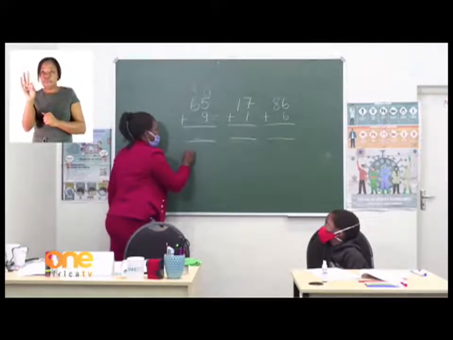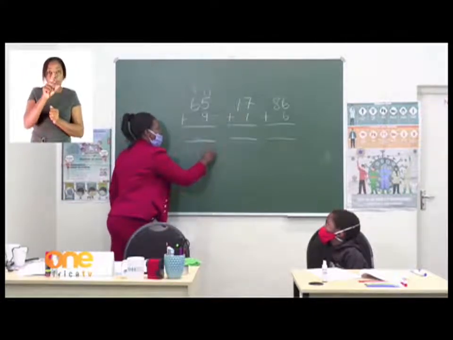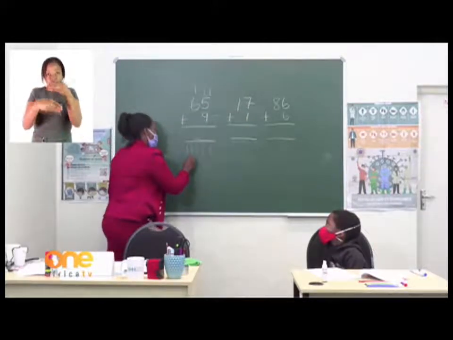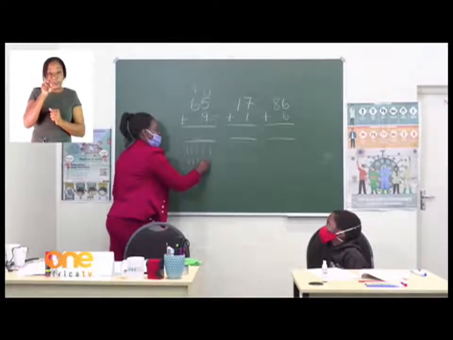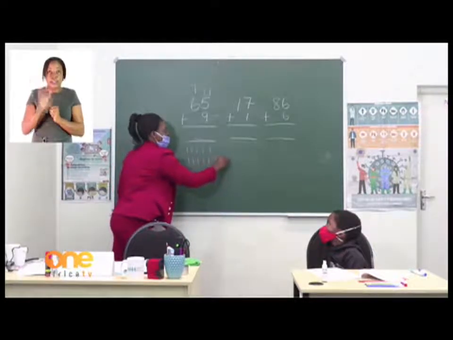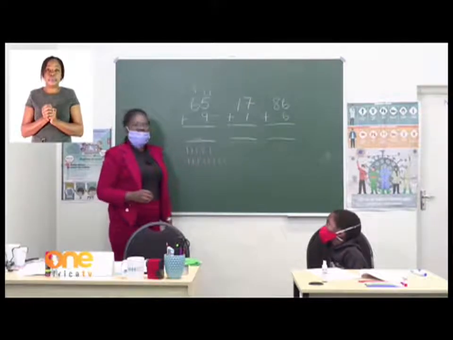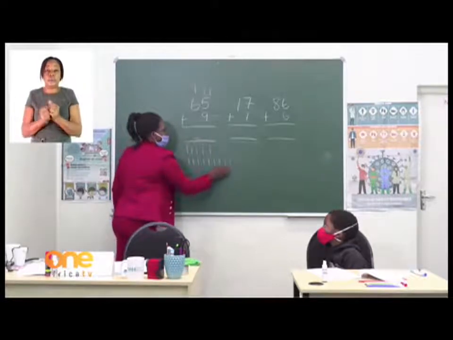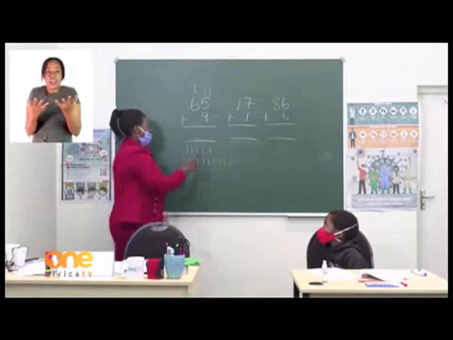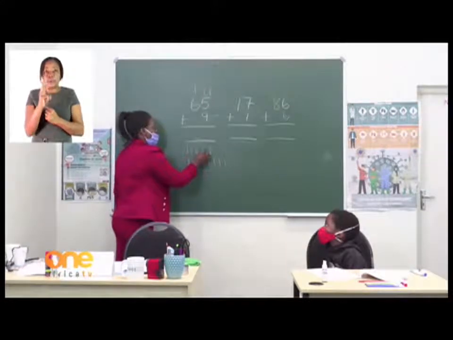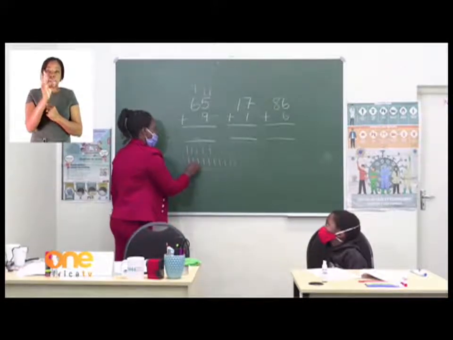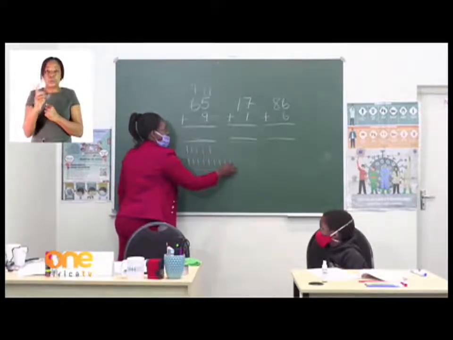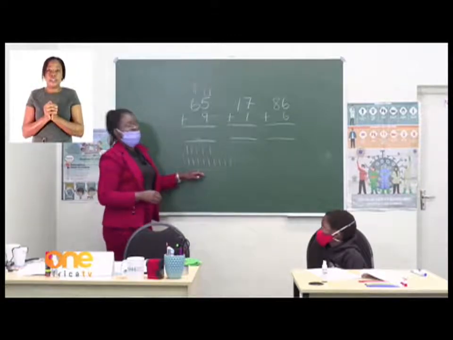Follow with me. 1, 2, 3, 4, 5. That's a 5. Now I'm adding a 9 to a 5. 1, 2, 3, 4, 5, 6, 7, 8, 9. Those are my sticks. Now, when I'm adding, I have to plus all of these sticks together. I'm counting them together. 1, 2, 3, 4, 5, 6, 7, 8, 9, 10, 11, 12, 13, 14. Now my answer is 14.